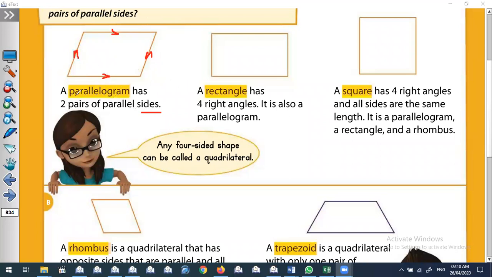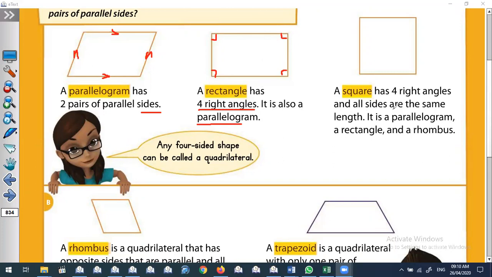Rectangle has four right angles. Four right angles mean four square corners, like that: square corner, square corner, square corner, square corner. So rectangle has four right angles. It is also a parallelogram. I can say the rectangle is a parallelogram. So this is called rectangle and also parallelogram.